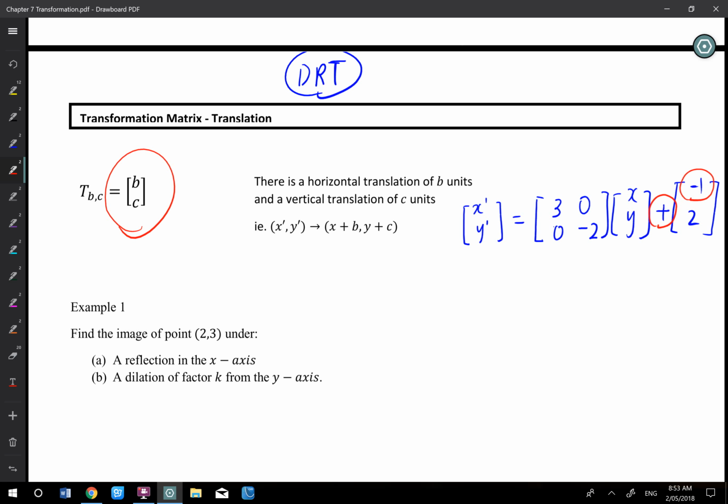Okay, that's all about matrices. When you expand, when you calculate the matrix, you will have x dash equals some x and y dash equals some y. Therefore, you can also describe the transformation in words. Okay, example 1. Let's do one example here.